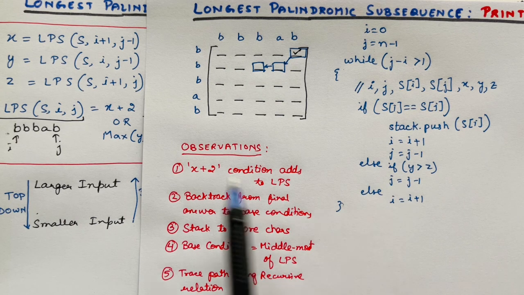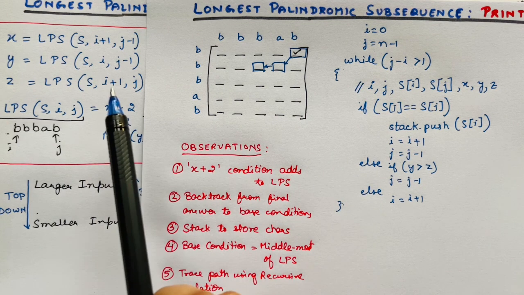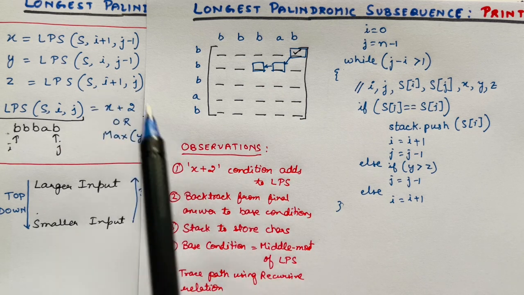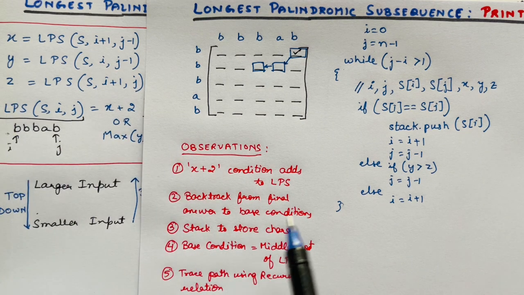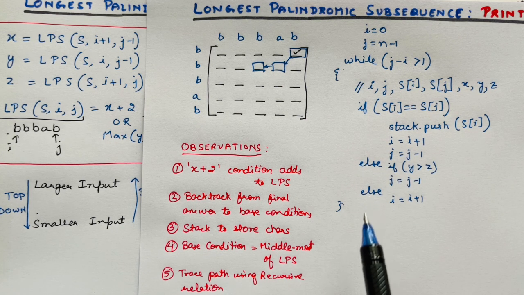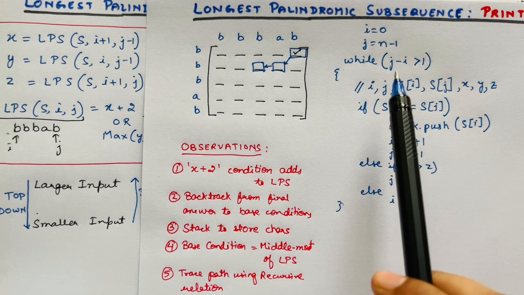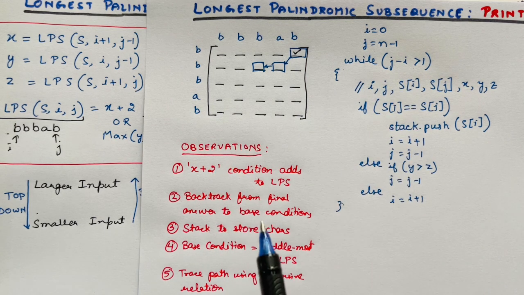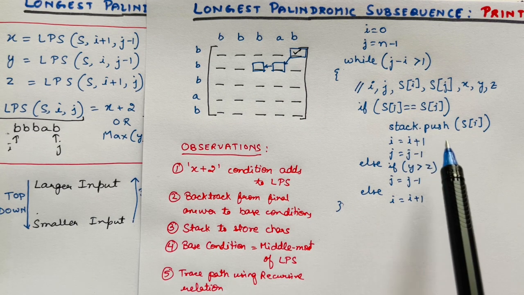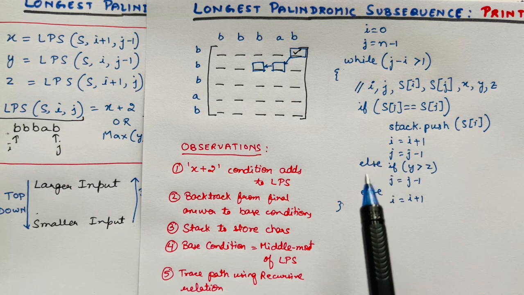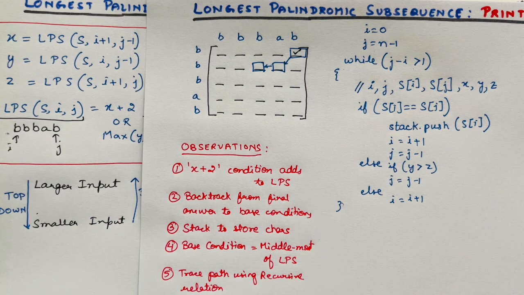So if y was greater than z, that means we would have gone to y. And going to y means j is equal to j minus 1. Otherwise, I is equal to I plus 1, we'll go to z. So this way, this loop will continue to go on. And this will break out of the loop only when this condition is not satisfied. That means we have reached the base condition. Now, when we have reached the base conditions, we will have all the characters in the stack that were part of the palindrome except the very core middle that we will get from the base conditions.